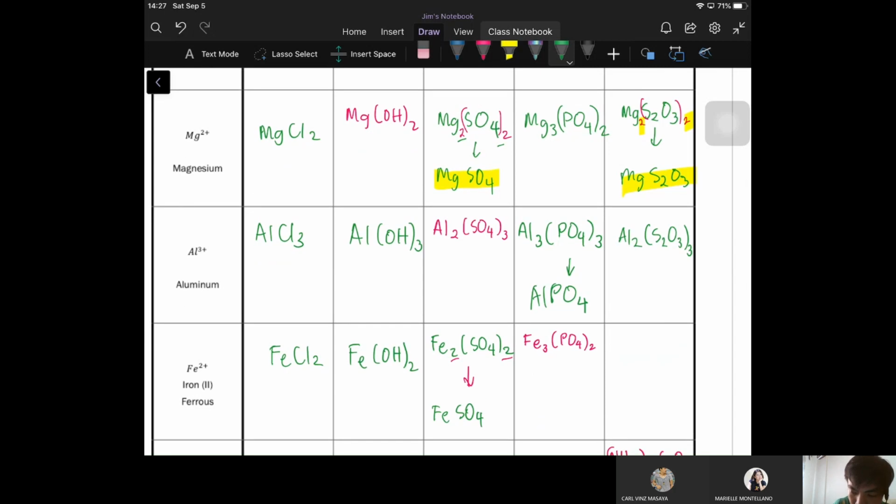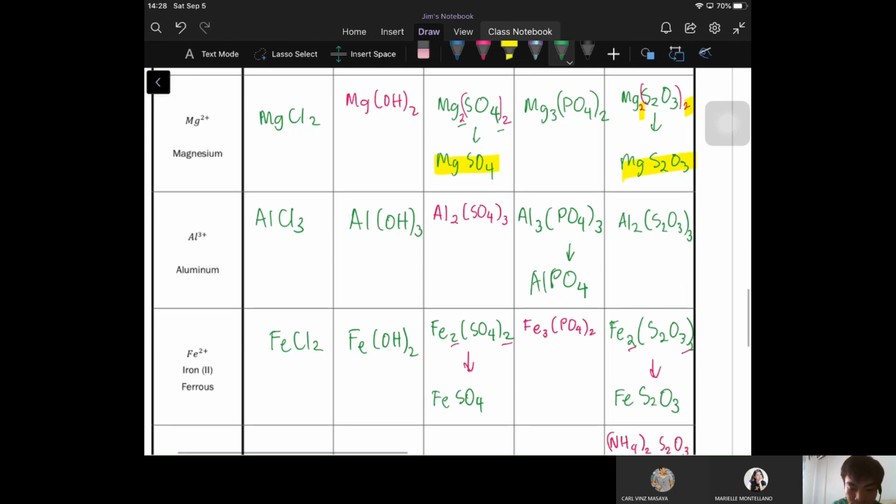Then, last one, sa thiosulfate, Fe2(S2O3)2. But again, we can simplify this subscripts. We can simplify them as FeS2O3 na lang. Okay? So, yan ha. Basta may same na subscript, pwede pagparehasin, pwede simplify as 1. Keep in mind na lang.